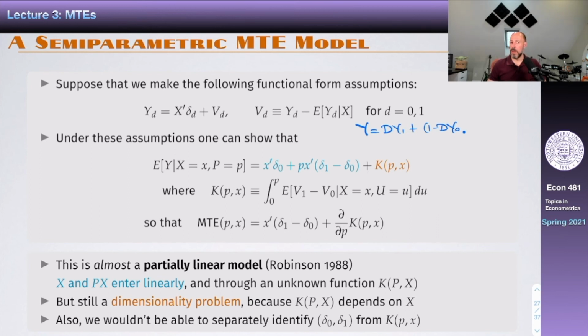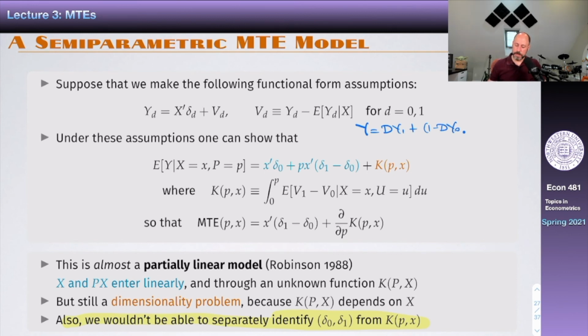And this is a problem because k of p and x depends on x. And again, we see that x has a lot of components. So now we have this non-parametric function here that depends on all the x's, okay? And so now we have x and px here, and then we have x and px here, which also introduce identification issues, right? So you would imagine that in general, you won't be able to identify the linear components from the nonlinear components separately.